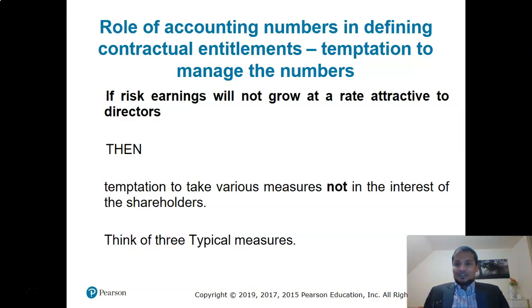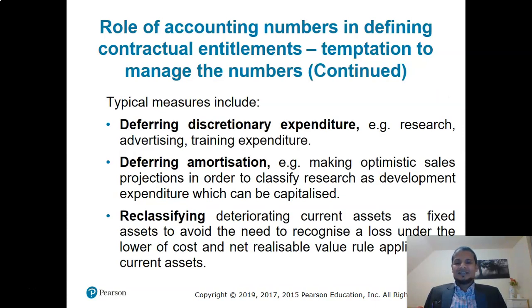So this is what I mentioned. If the earnings do not grow at an attractive rate for the directors, then they will try to change the amount of profit in different ways. They will try to influence the amount of profit. So what are the measures they can take? What they can do is that the directors can defer discretionary expenses, right?